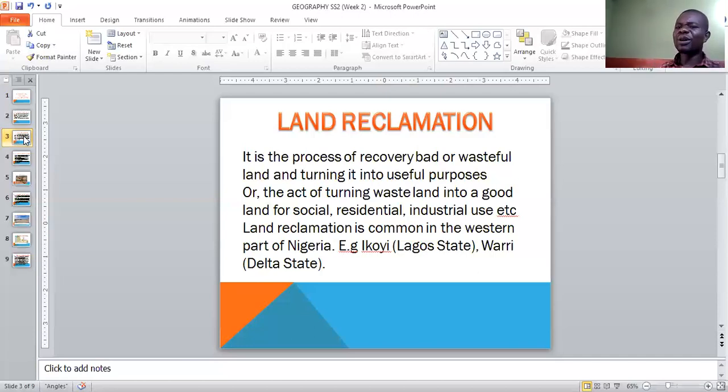Then land reclamation is common in the western part of Nigeria. I just talked about VI, Ikoyi, Lagos State. The reason being that these areas are always flooded with water, always waterlogged. Warri is in Delta State, that is the south part of the country. Lagos is in the southwest part of the country. These areas are southern part of Nigeria, not north.